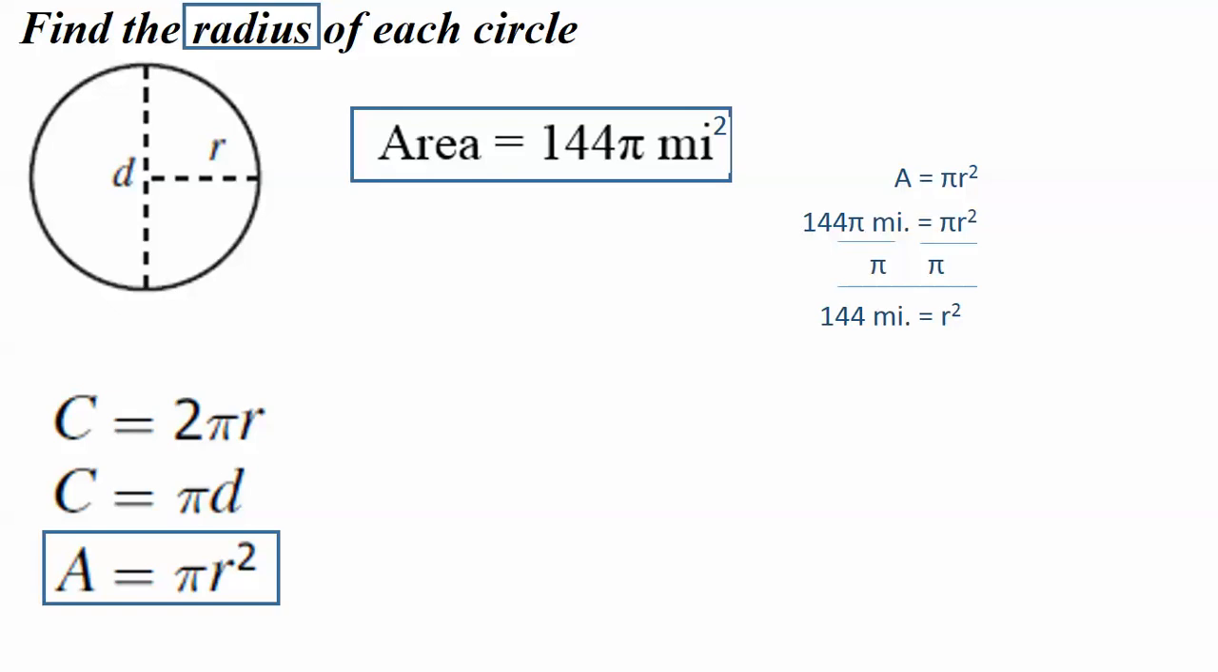But r squared isn't just the radius. So to get rid of that square, I'll take the square root of both sides. So the square root of 144 will equal my radius. The square root of 144 is 12, so my radius is 12 miles.